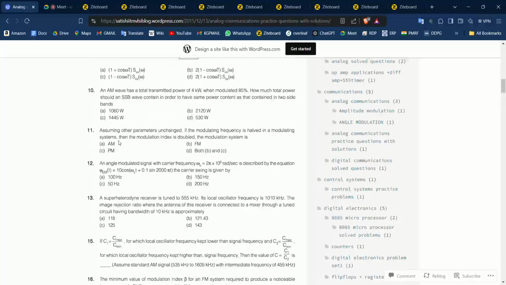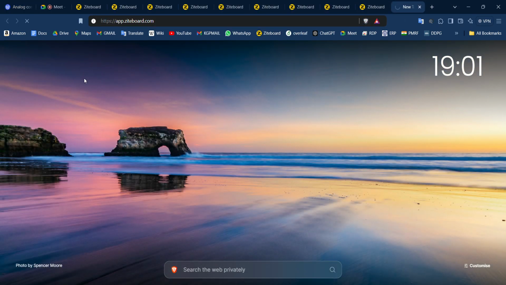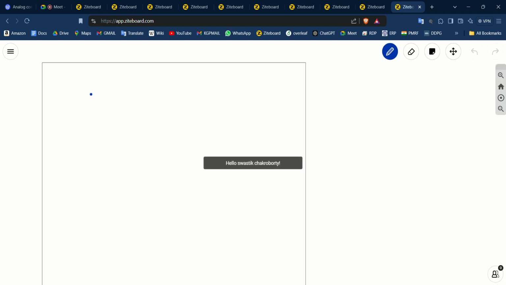assuming other parameters unchanged, if modulating frequency is halved in modulating system, then modulation index is doubled. So modulation index is not a frequency function in AM, but in phase modulation and frequency modulation, it is a function. So question 11 will be D. The answer will be D, both phase modulation and frequency modulation.